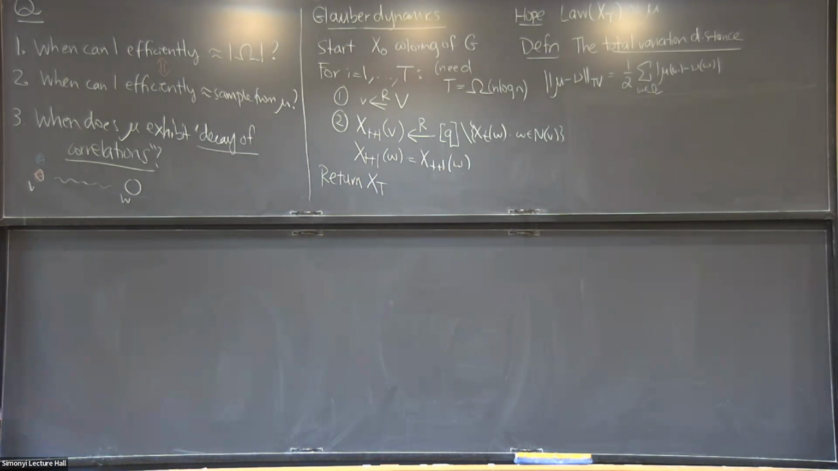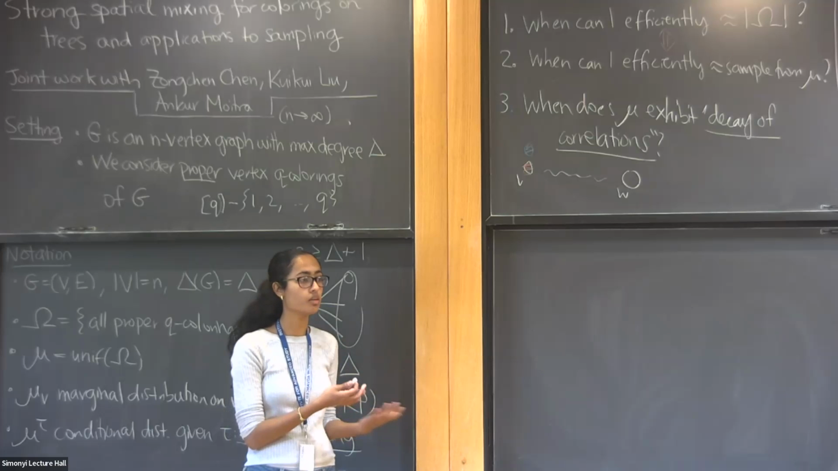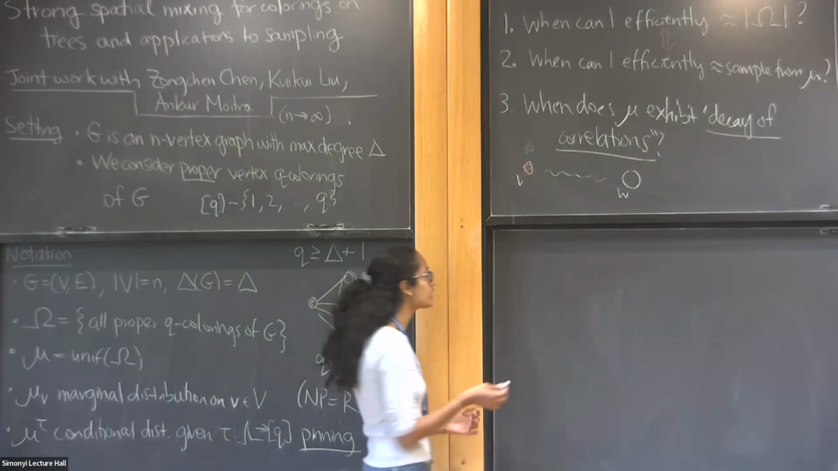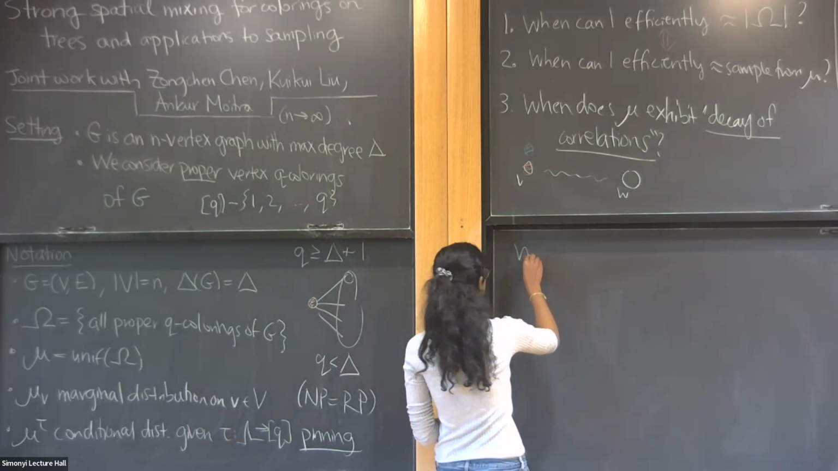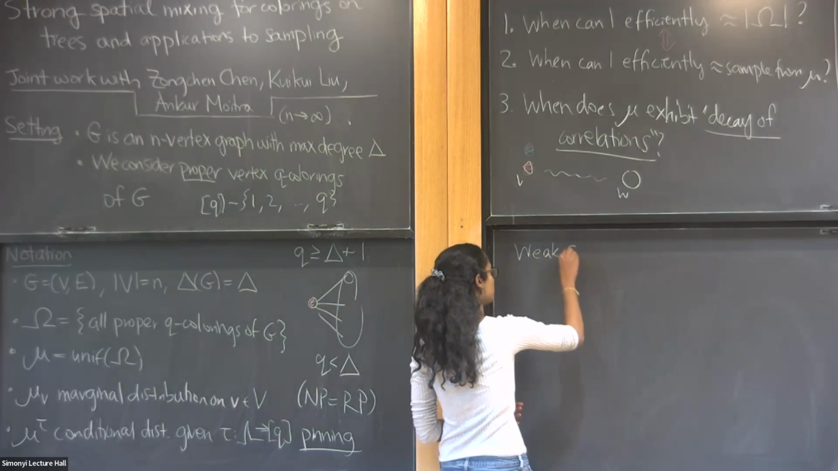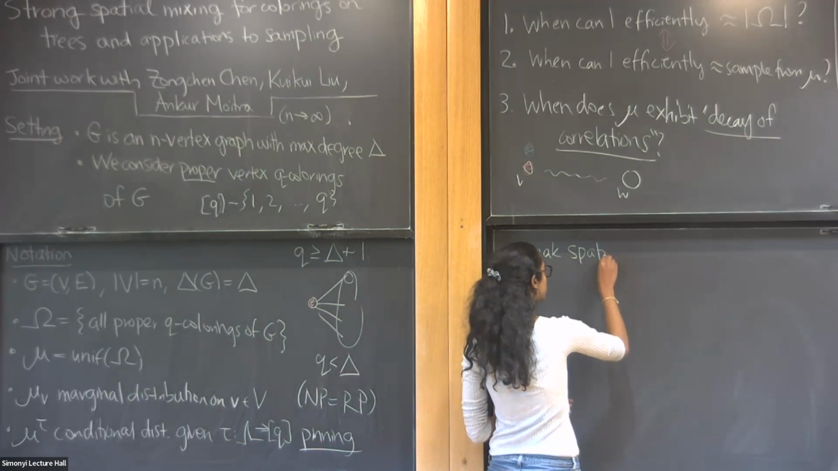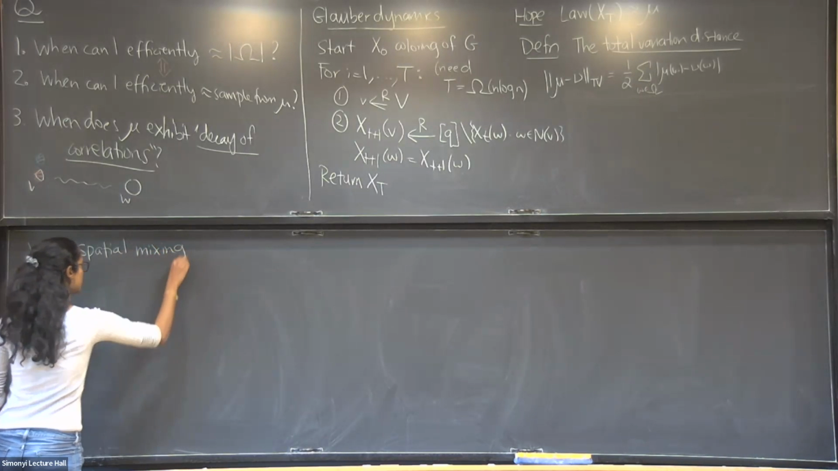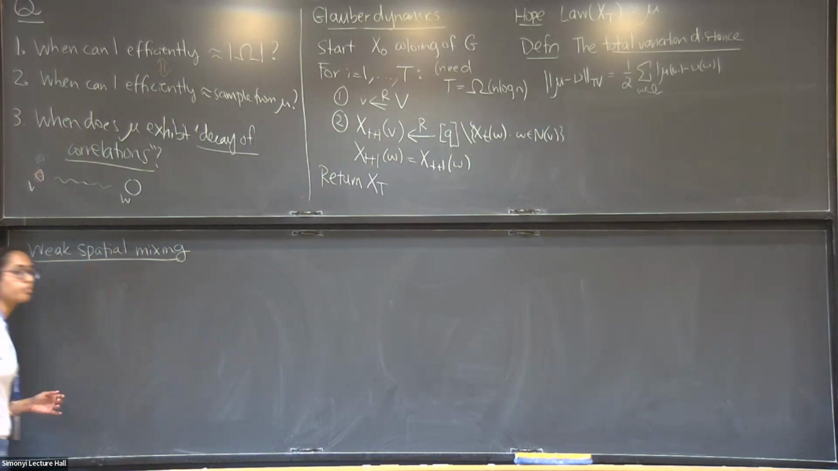Okay. So now that I've told you a little bit about what sampling might mean, let me tell you a little bit about what decay of correlations might mean. And in order to do this, I'm going to use a notion that's very commonly studied recently in the sampling literature, but maybe comes more classically from statistical physics. And that's the idea of weak spatial mixing and strong spatial mixing. So let me start by defining weak spatial mixing, which I will define with a picture.